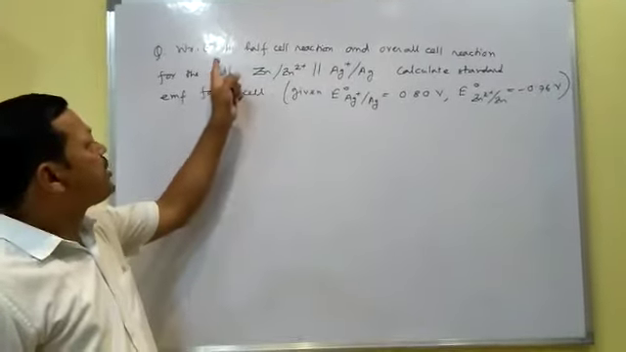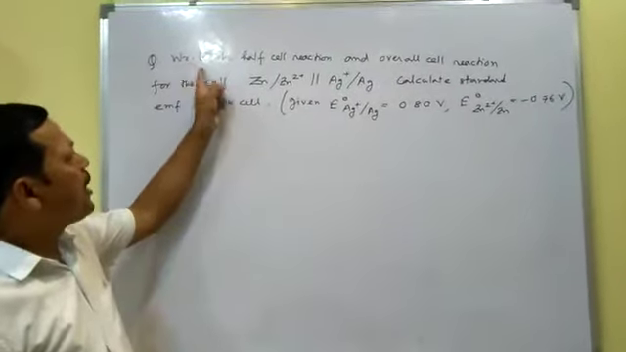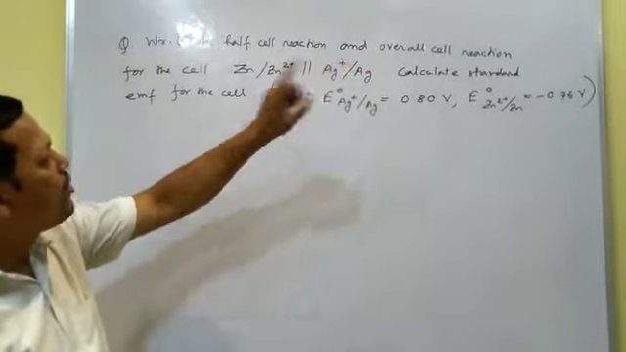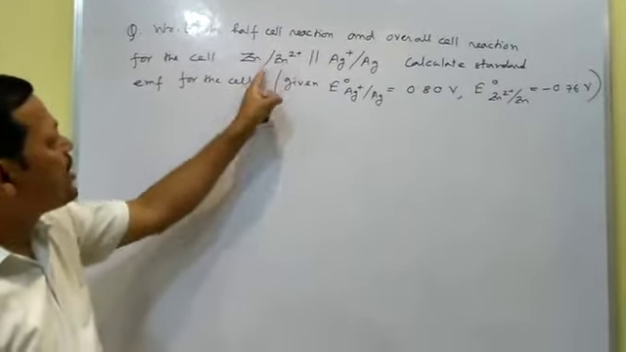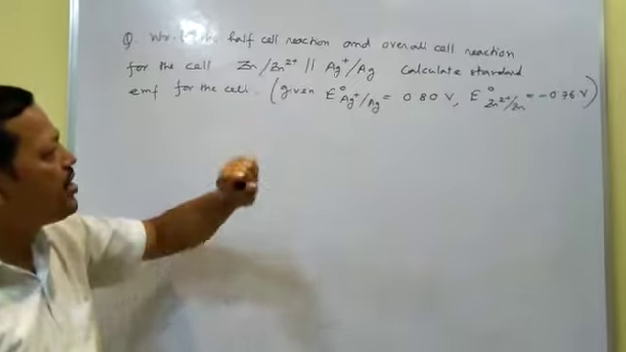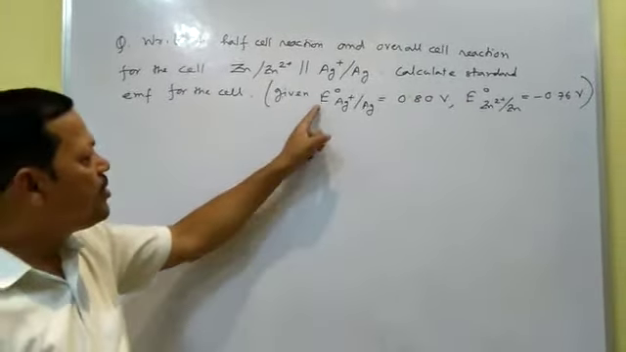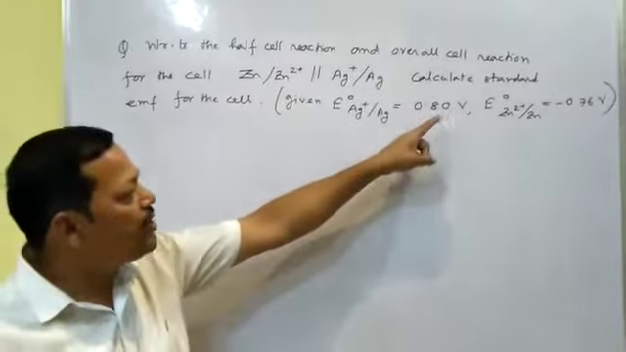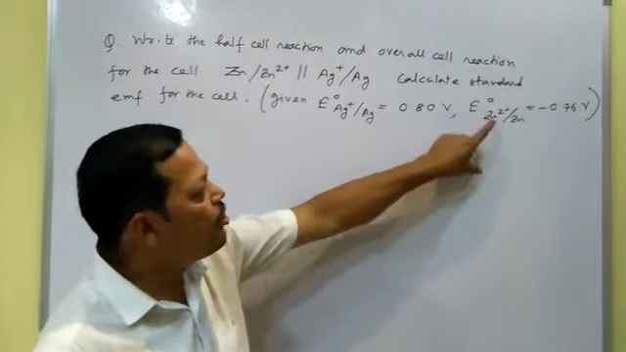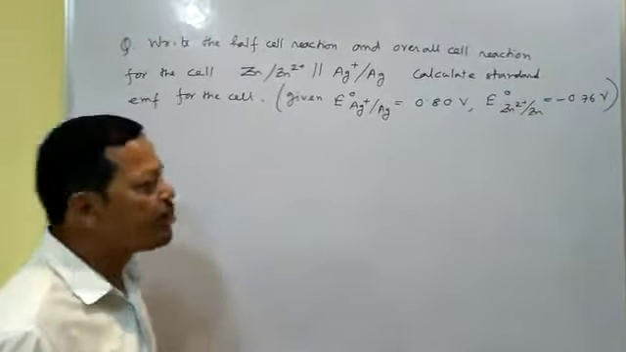Okay, this is one of the questions. Write the half cell reaction and the overall cell reaction for the cell, this one cell is given, the cell representation is given. Calculate the standard EMF of the cell. Given the standard potential of silver is 0.80 volt and the standard potential of zinc is minus 0.76 volt.